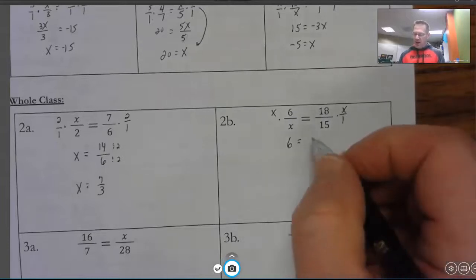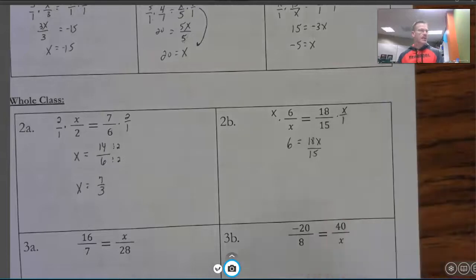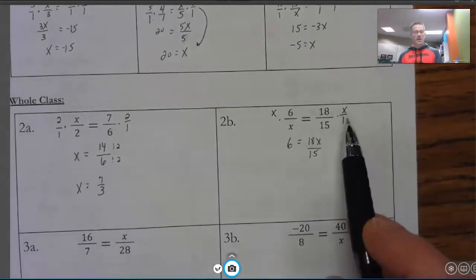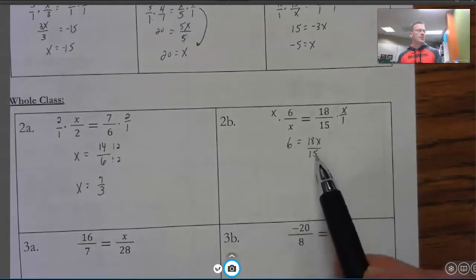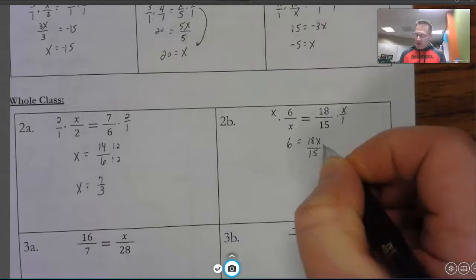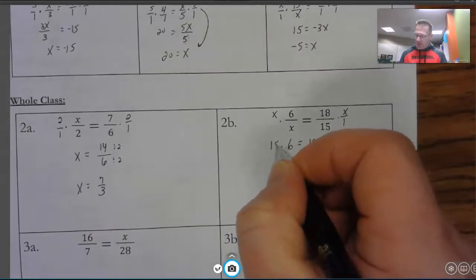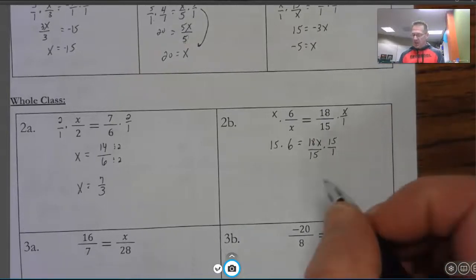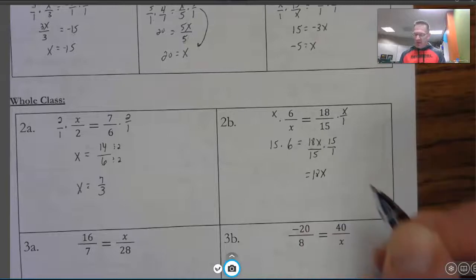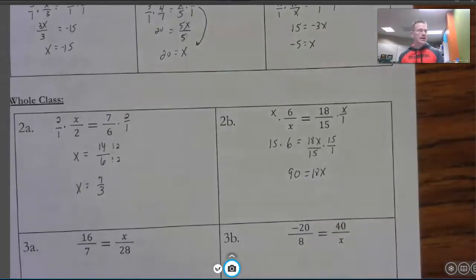Then 18 times x is 18x. 15 times 1 is 15. So now I've got the x in the numerator. Now, I want to undo the division over here. On the right side, I'm dividing by 15, so I want to multiply by 15 and multiply by 15. Then multiplying by 15 undoes the dividing by 15, and that leaves me the 18x. And then 15 times 6 is 90.